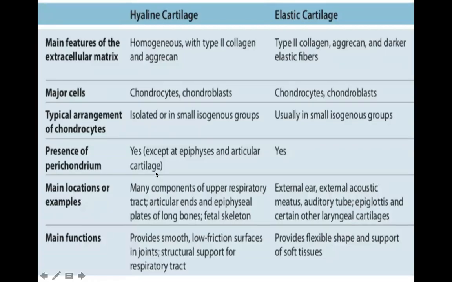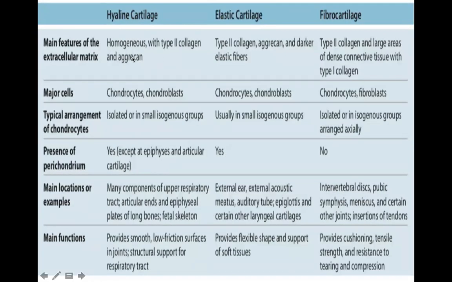Please take note of this table. Basically, we have discussed these three cartilages: the hyaline, the elastic, and the fibrocartilage. Let me just emphasize this one. Regarding the presence of perichondrium, except for the articular cartilages, all hyaline and elastic cartilages have perichondrium, with no identifiable perichondrium in fibrocartilage. Main locations, as discussed a while ago, please take note. But the main function, I want you to take note of this.